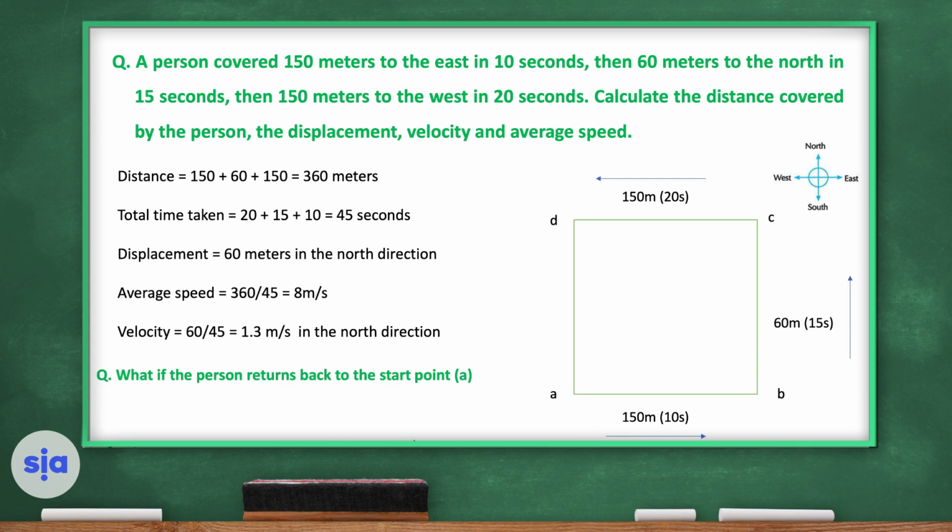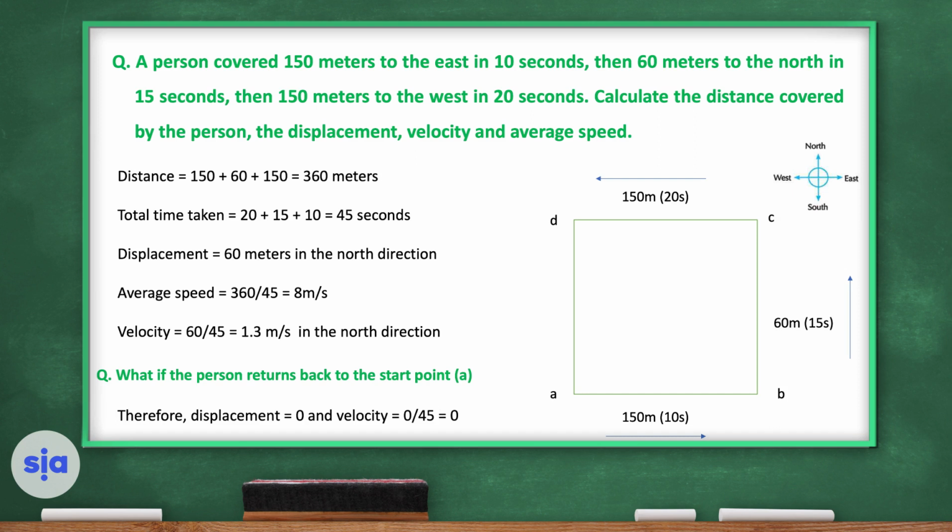What if the person returns back to the start point? So he will not stop here. He will continue to the starting point, the A. The displacement now will be 0 and the velocity will be 0 too.